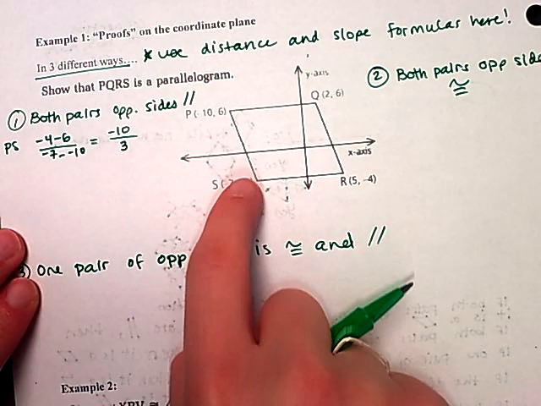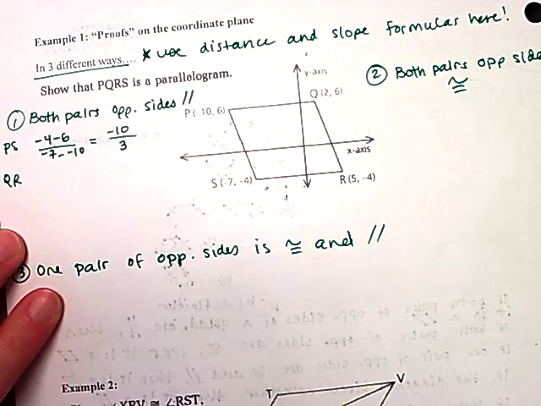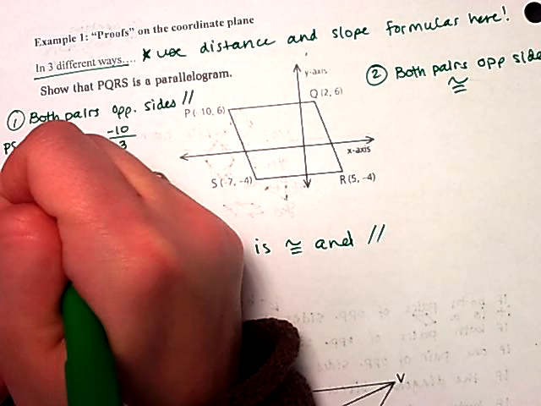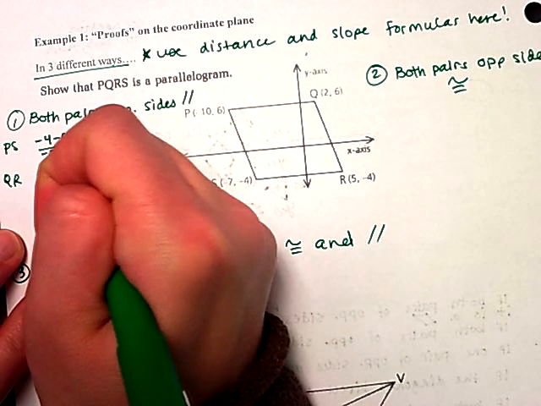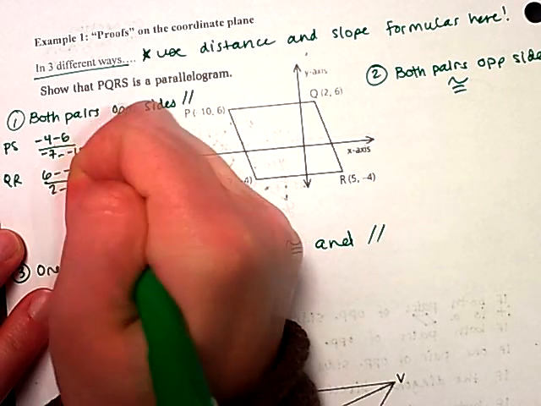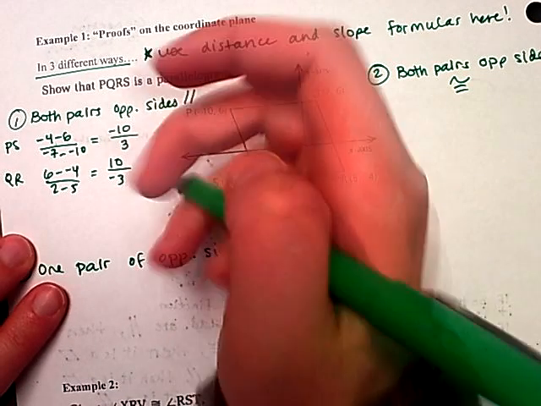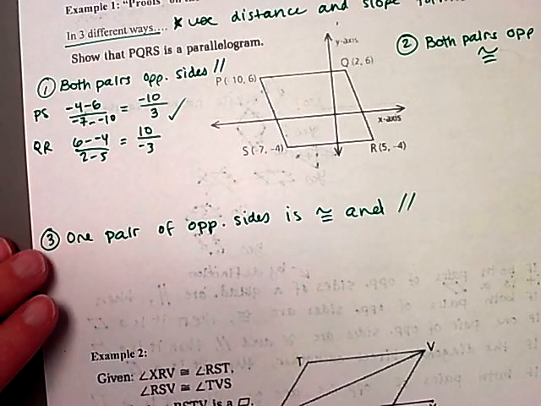So I have negative 10 over 3. Now I would like to check if that's the same for QR. So I would do 6 minus negative 4 over 2 minus 5. And I get negative 10 over 3. And even though the negative is in a slightly different place, these are the same. So I have one pair of opposite sides parallel. Now I just need to check the other pair.